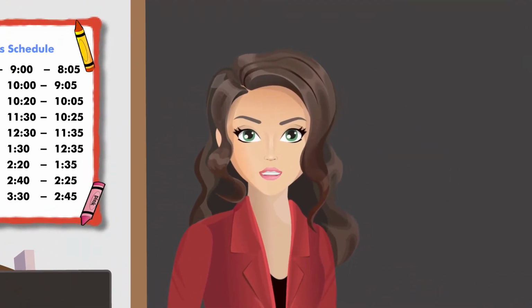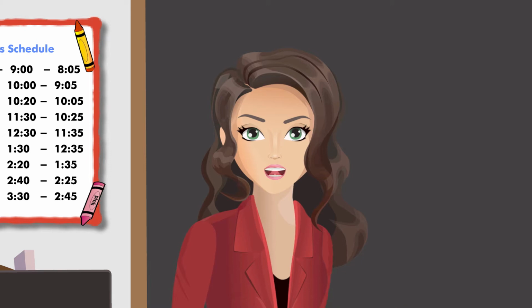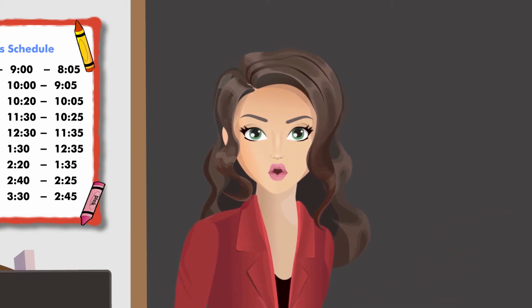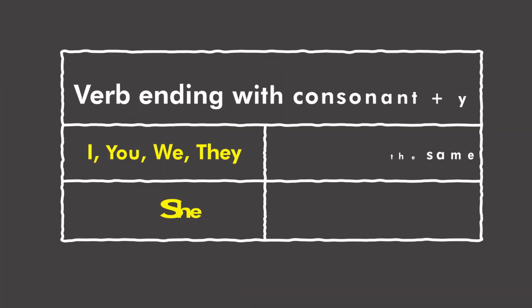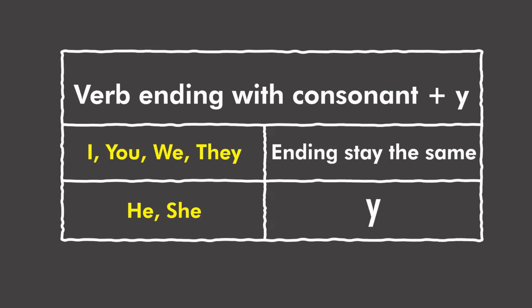Let's look at the rule for the verbs that end with a consonant and a Y. For he and she, you replace the Y with IES. Let's look at some examples.